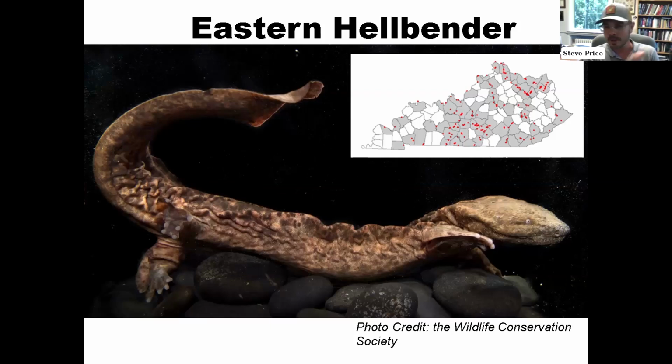I provide some range maps throughout the presentation just to give you an idea of where these animals can be found. The hellbender historically was found statewide, but now it's limited in its distribution to some of the larger rivers like the Green, Kentucky, and Licking, and some of their larger tributaries.